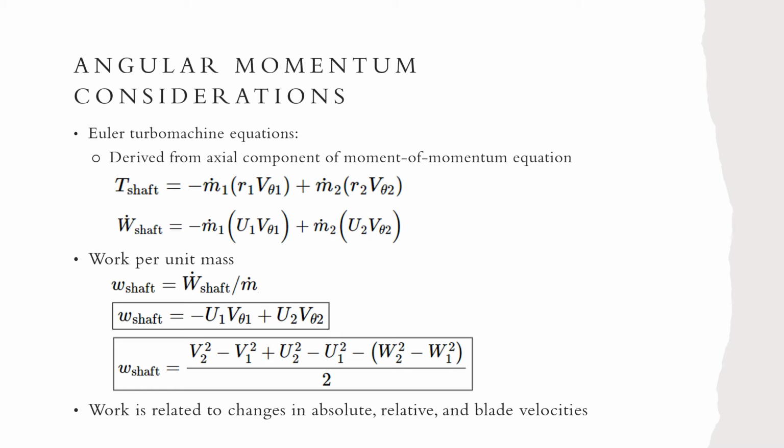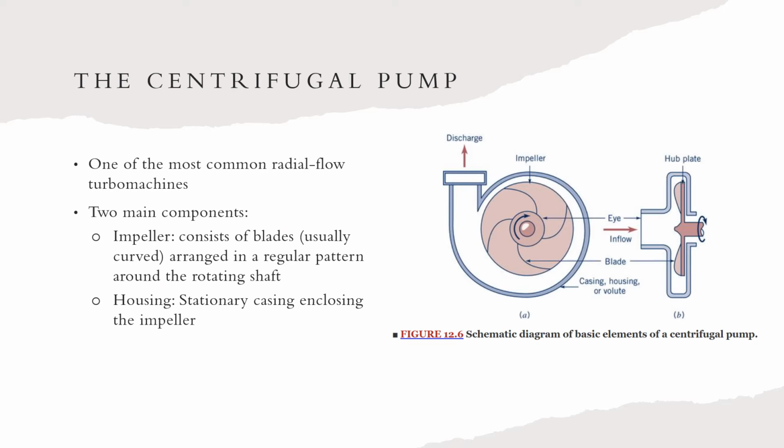Work per unit mass can also be written in terms of inlet and outlet velocities. We can see here that the work per unit mass is related to the changes in the absolute, relative, and blade velocities. One of the most common radial flow turbomachines is the centrifugal pump.